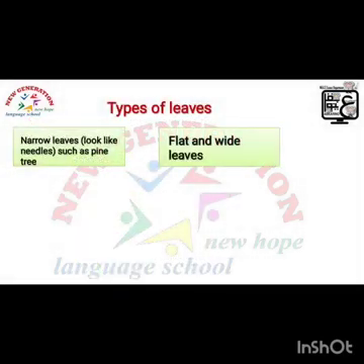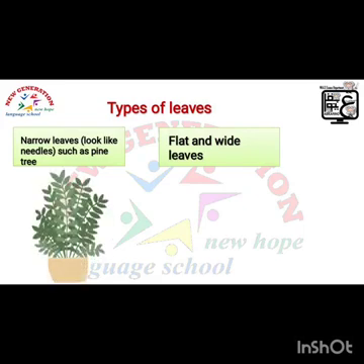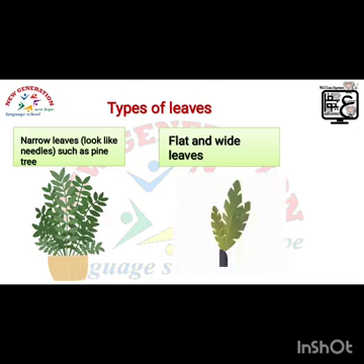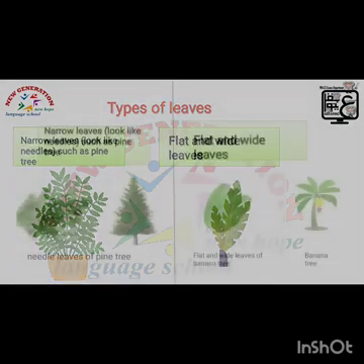We have 2 types of leaves. First, narrow leaves and flat and wide leaves. Narrow leaves, such as the pine tree. Flat and wide, like the banana tree.